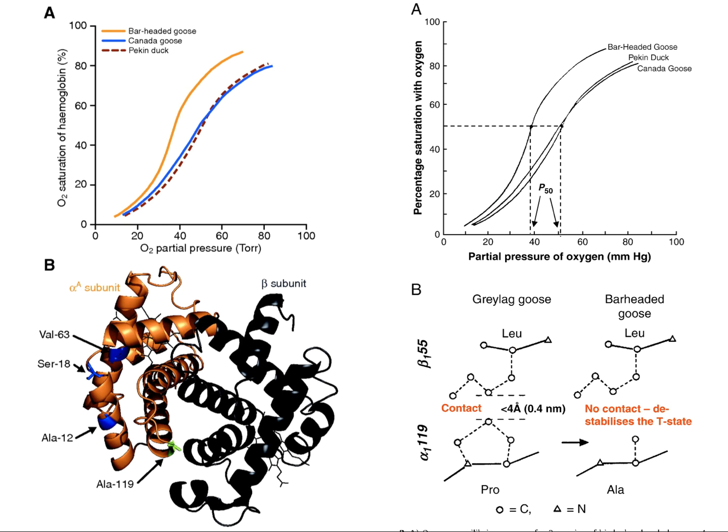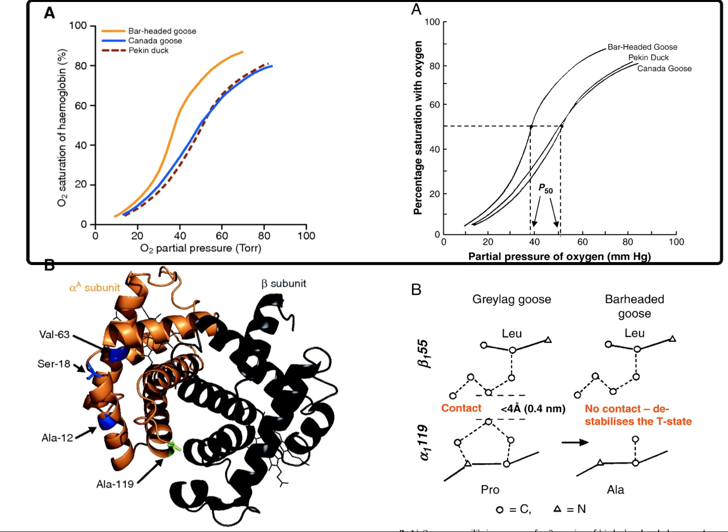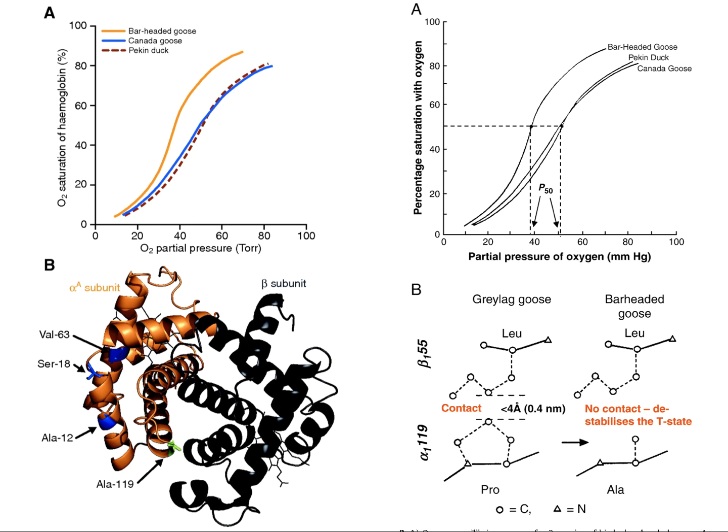So here is a graph showing at different oxygen partial pressures, that is essentially the concentration of oxygen in the air, and then the amount of oxygen saturation. So in essence, both of these curves show that at the same oxygen pressure, the hemoglobin in the bar-headed goose would pick up oxygen to a greater extent than would the hemoglobin in either Canada goose or in duck.